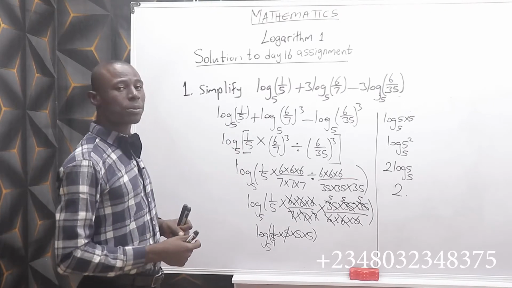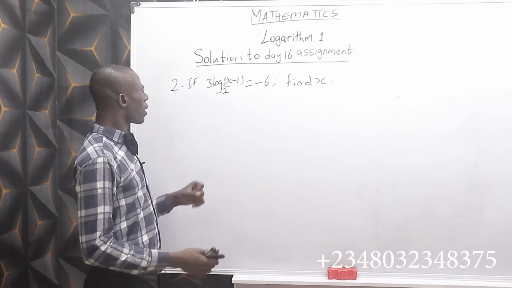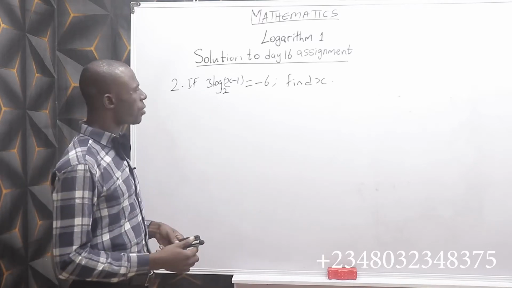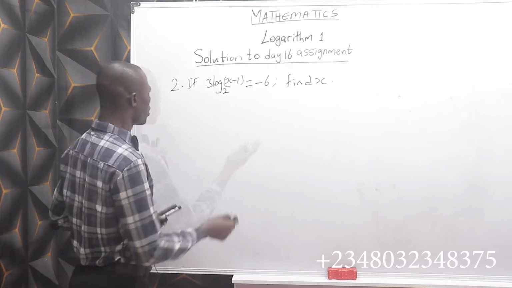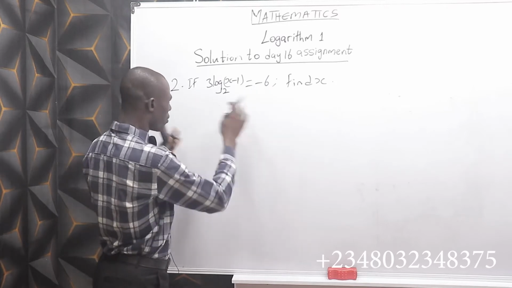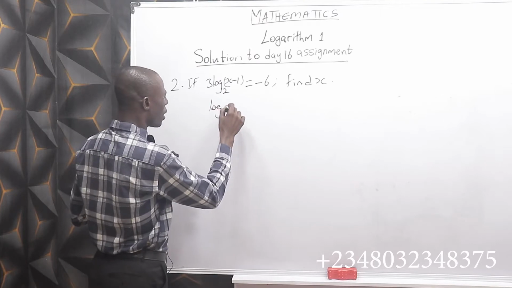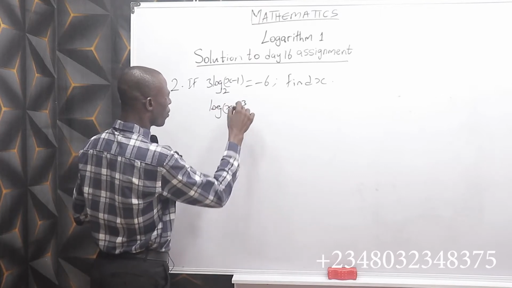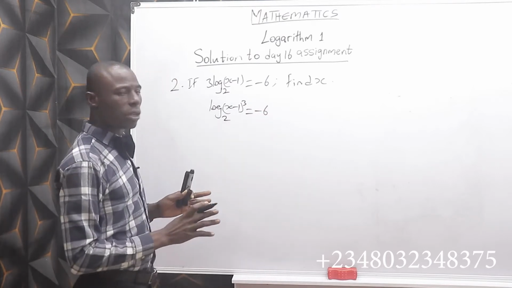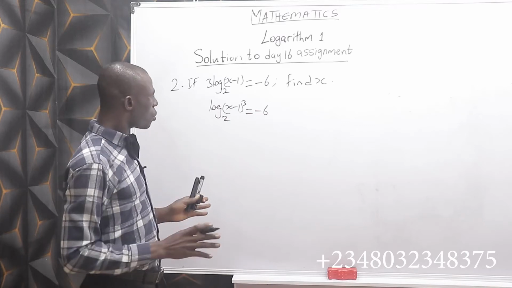Good. Let's continue. Let's see question 2 of the assignment. If 3 log x minus 1 in bracket base 2 is equal to minus 6, find x. You can say divide both sides by 3. The 3 will divide both sides. And you can apply the law: log x minus 1 raised to power 3 base 2 equals minus 6. Whichever way that you choose to follow, you are correct.